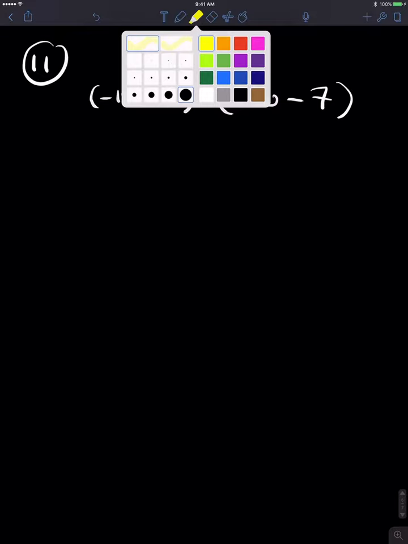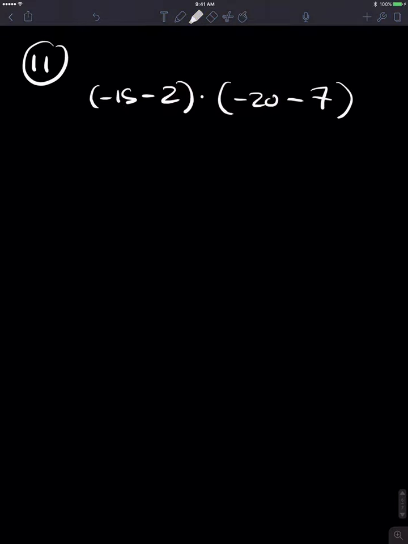Number 11. Negative 15 minus 2 in parentheses. This is times negative 20 minus 7. Please excuse my dear Aunt Sally. Your parentheses has the highest priority, or the highest order, the highest rank. But we have to do what's inside the parentheses.